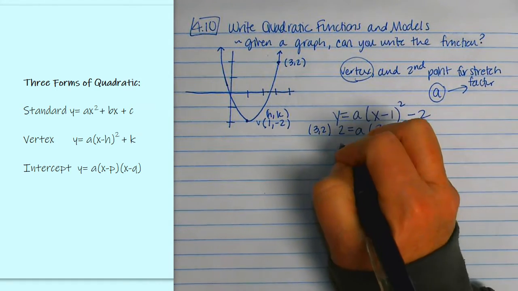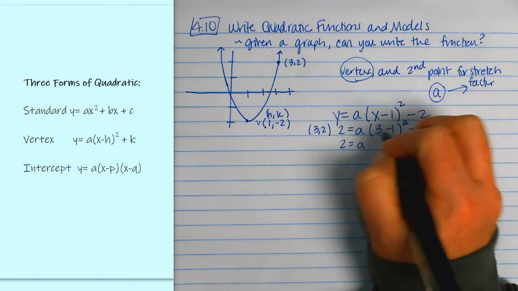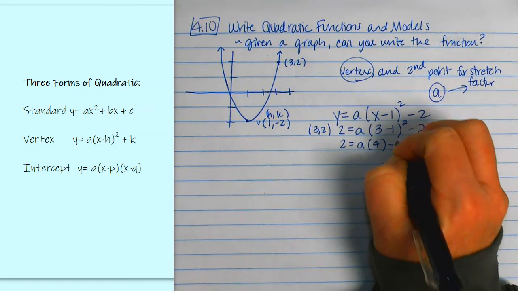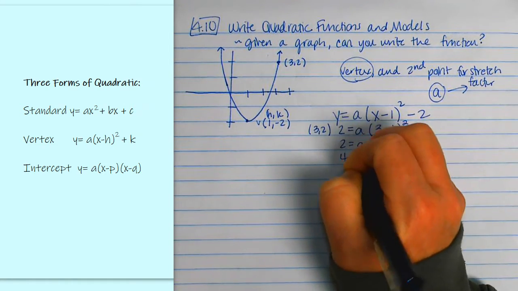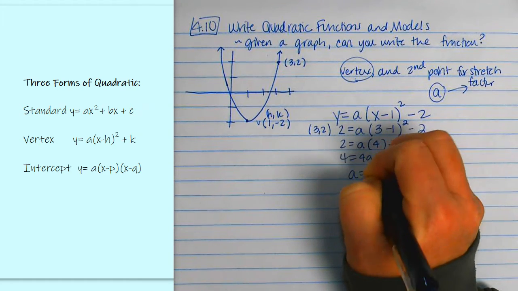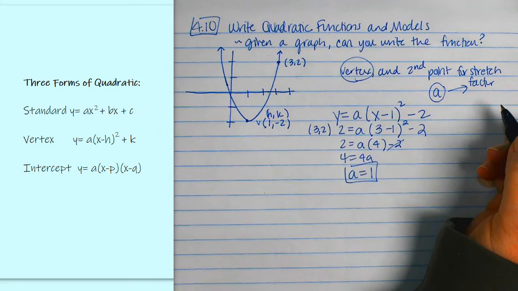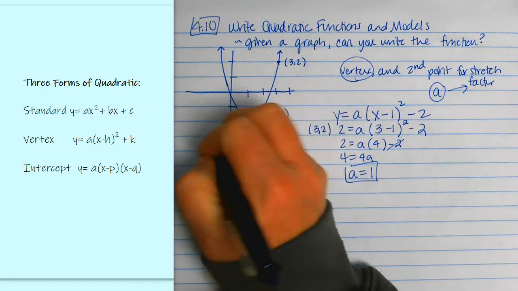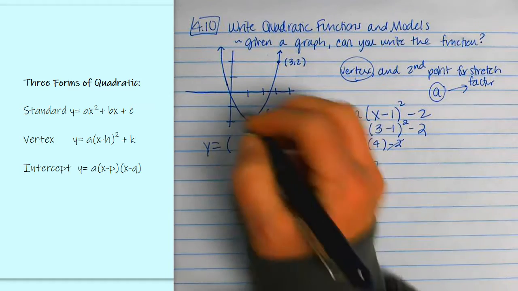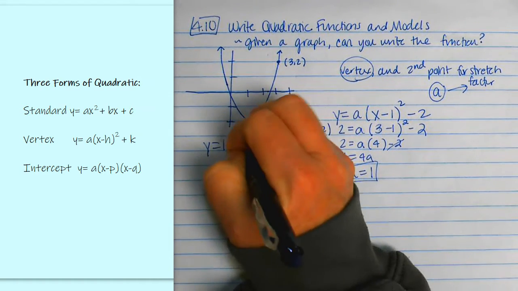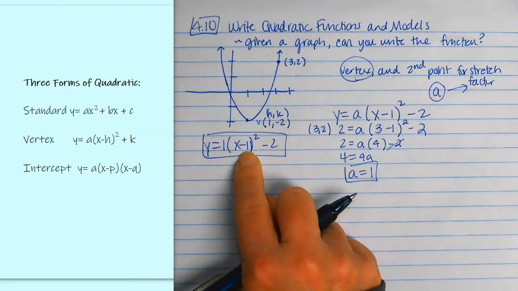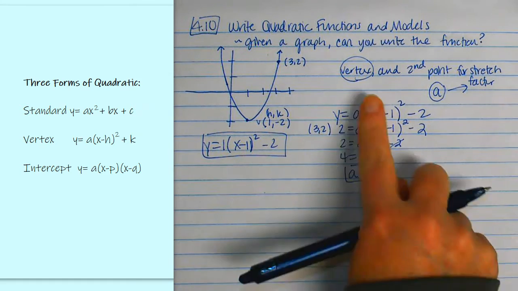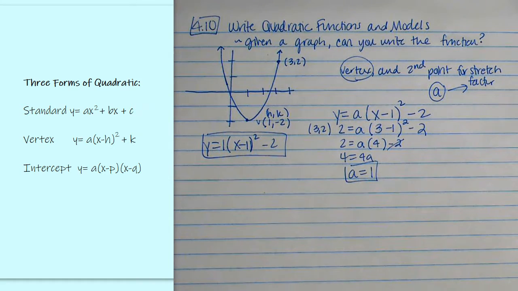Now we're going to solve this. 2 equals a times (3 minus 1 is 2, squared, 4) minus 2. I'm going to add 2 to both sides to get rid of this one. I have 4 equals 4a, so a equals 1. So the exact equation for this parabola is y equals 1 times (x minus 1) squared minus 2. If you want, you can put the 1 in there. Vertex and stretch factor. So given those 2 things, we would start with vertex form. I'm going to draw the second one out, and then we will do a second example.